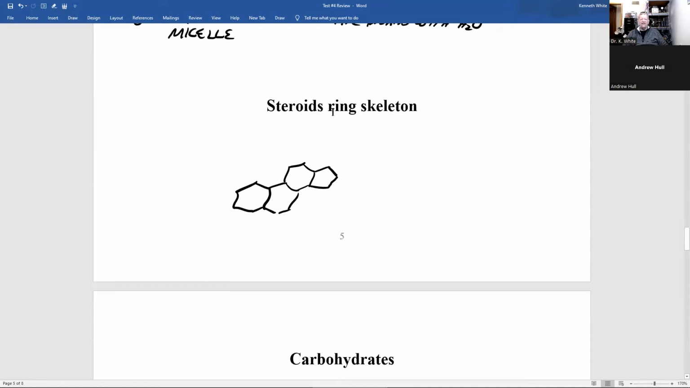Now, steroids, you should know how to draw the ring skeleton for a steroid. And let's see if I'm having a good ring drawing day. You have a 6-membered ring. Next to it, another 6-membered ring. Up here at 12 o'clock, another 6-membered ring, and then next door, a 5-membered ring. 1, 2, 3, 4 rings. And they're like that. And if I ask on test number 4 or the final even, draw the ring skeleton for a steroid, you should know how to do that.